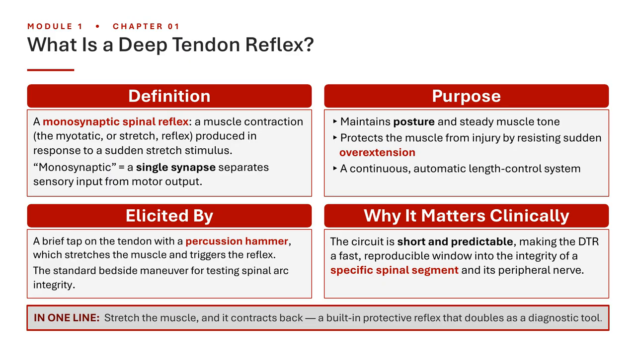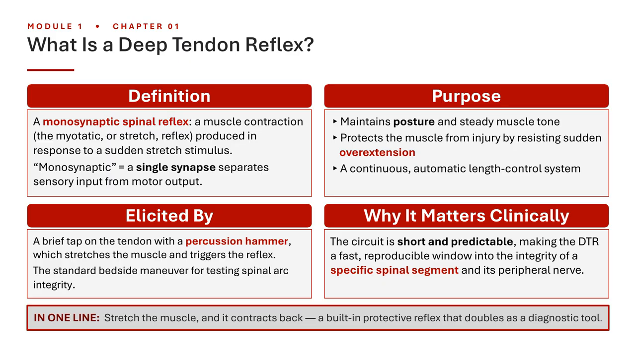One synapse, that's it. The signal enters the spinal cord on the sensory side, crosses one synapse, and immediately activates a motor neuron. This is the simplest possible wired circuit in the nervous system, and that simplicity is what makes it both fast and diagnostically reliable.